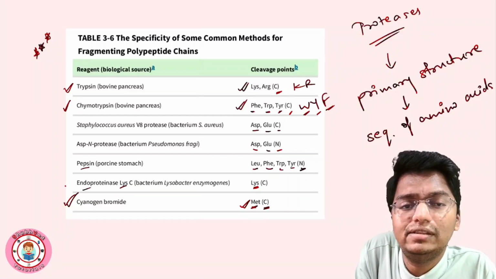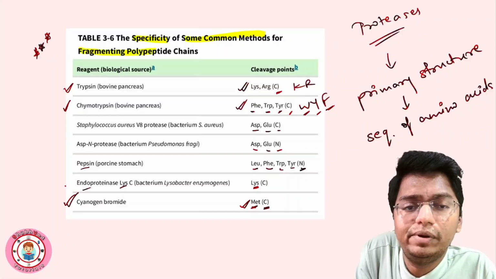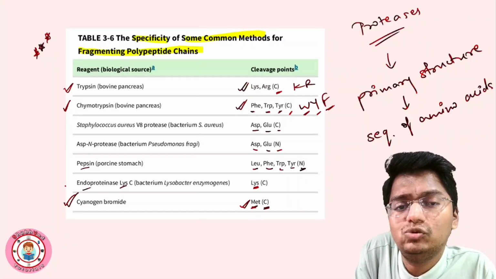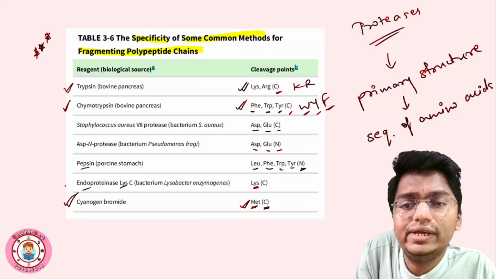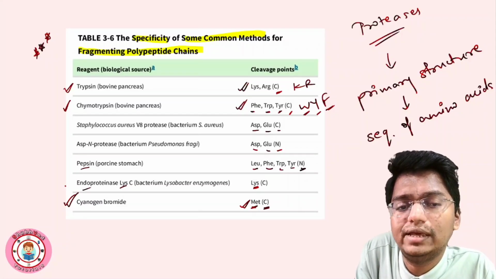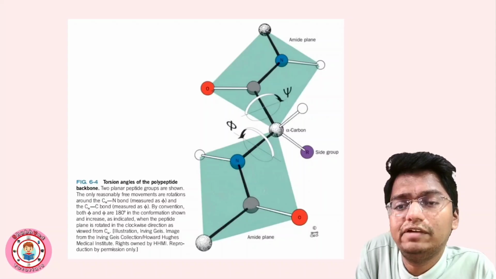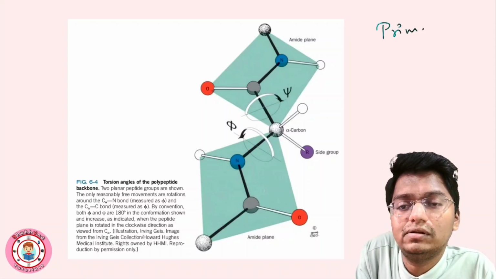See what is written: the specificity of some common methods for fragmenting polypeptide chains. Fragmenting means to cut. These protease enzymes are used to cut the polypeptide chain. So basically this is useful for sequence determination, right? Many questions related to this also come. Okay, so from here we are starting with primary structure.